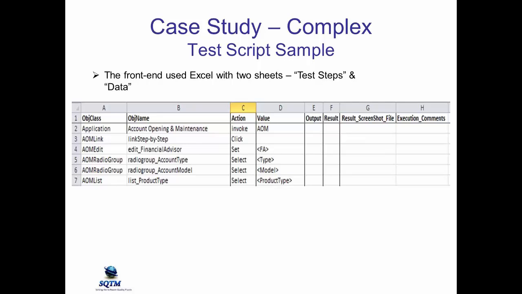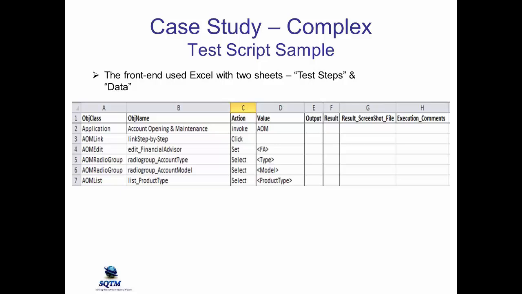So here's an example. Here's what the front end looked like in this complex framework example. Again, there needed to be some understanding of object classes, actions against an object, and values. Okay. So the object classes, we had to create some custom ones possibly. The name referenced the object itself. And we had custom actions as well. Invoke would actually open up the application that was mentioned.